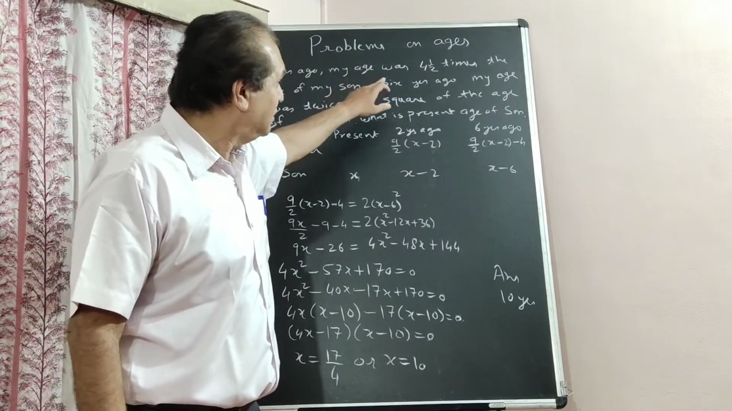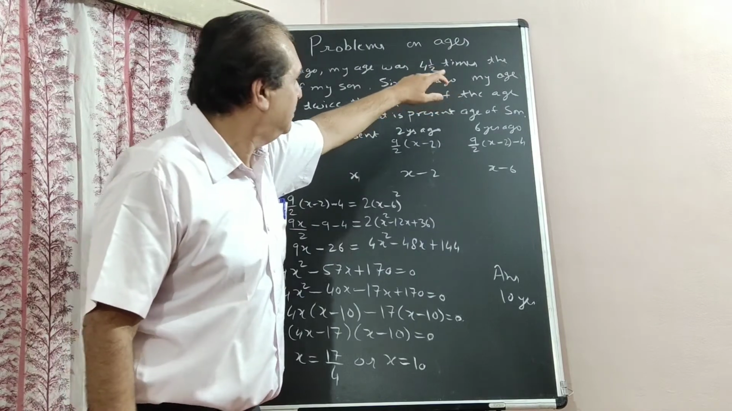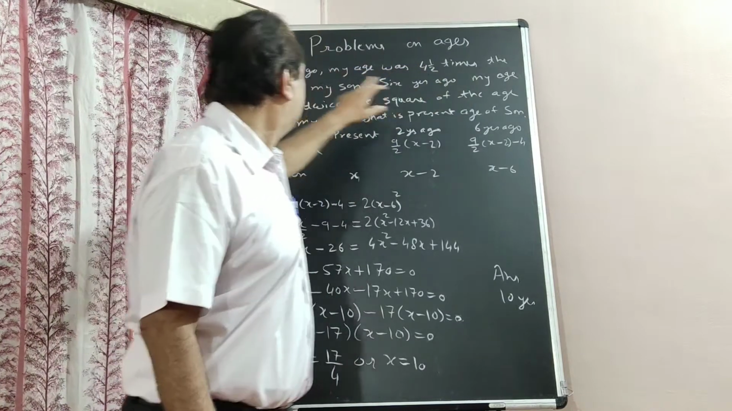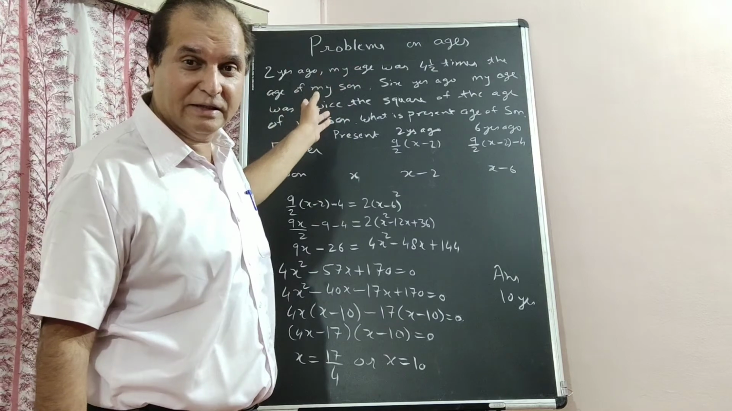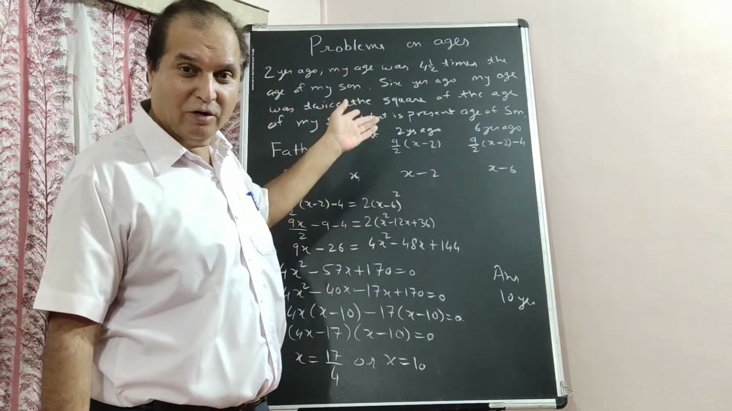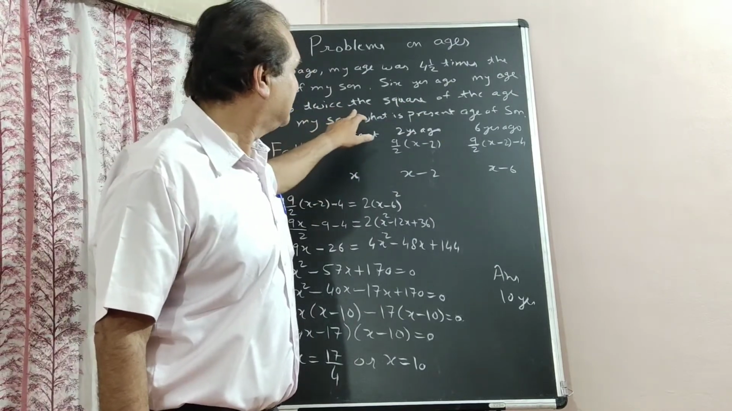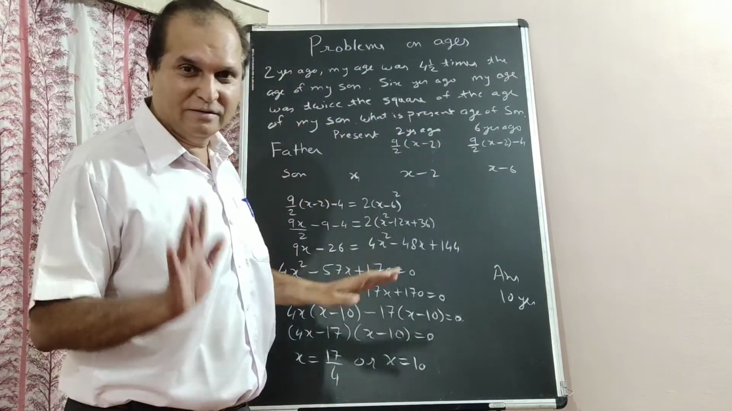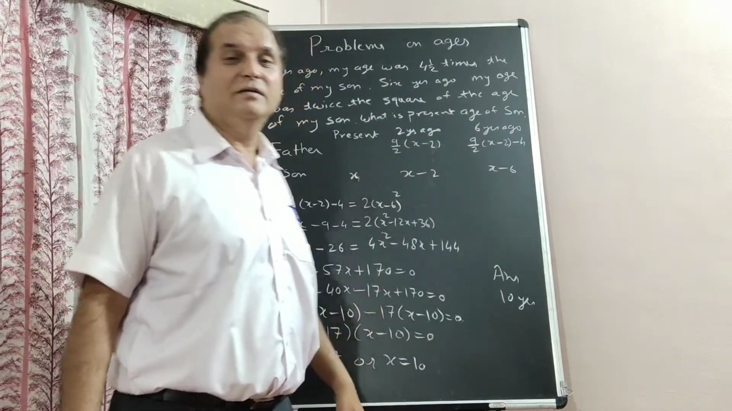2 years ago my age was 4.5 times, you can make it 9 upon 2 times, the age of my son. This condition is already given, the condition is 2 years back. 6 years ago, that is 4 more years back, my age was twice the square of the age of my son. Understand properly. And what is the present age of the son?